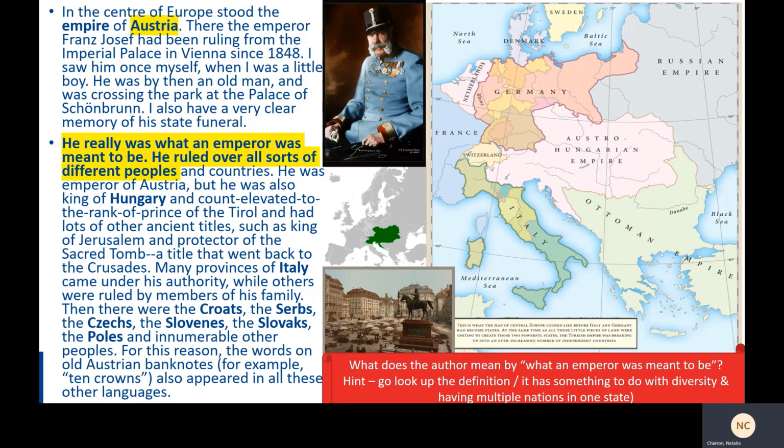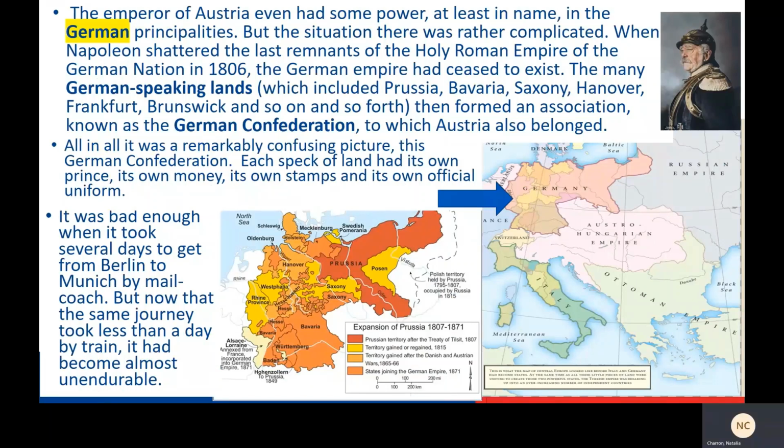Then there were the Croats, the Serbs, the Czechs, the Slovenes, the Slovaks, the Poles, and innumerable other peoples or nations. For this reason, the words on the old Austrian banknotes, for example, 10 crowns, also appeared in all these other languages. The Emperor of Austria even had some power, at least a name, in the German principalities.